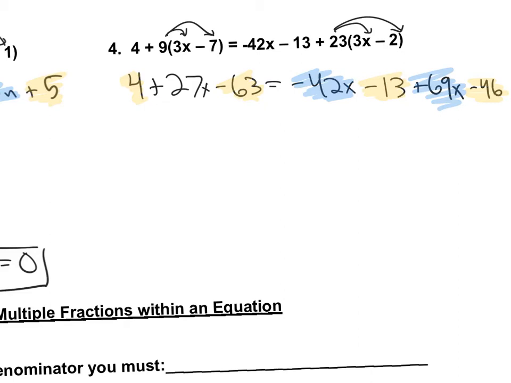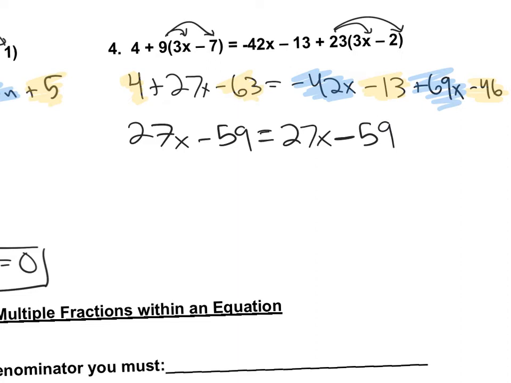So going back, 4 and negative 63 combine to make a negative 59. So we have 27x minus 59. On the right side, combining our x terms, negative 42x and a positive 69x combine to make a 27x. The negative 13 and negative 46 combine to make a negative 59.